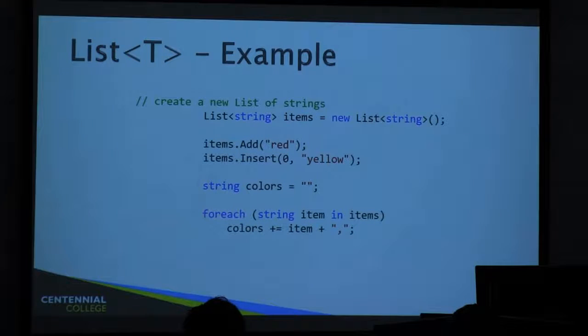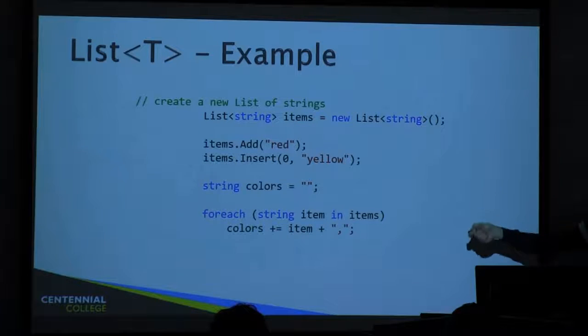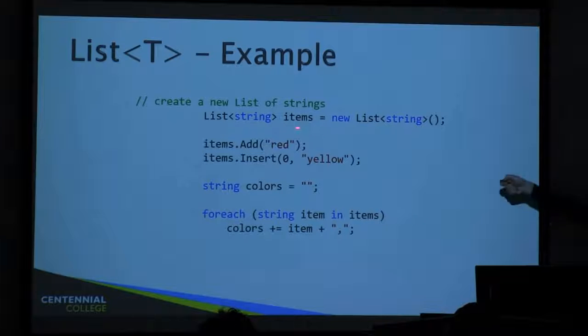We didn't have to define how big it is at any point here. And then we can start adding items. So item is our variable, and I can just say add red. I'm sending a string because it's a list of strings. If it was a list of integers, I would have to add integers. If it was a list of students, of objects, I would have to add a type that matches whatever is the type here.